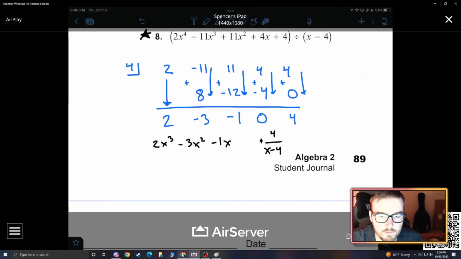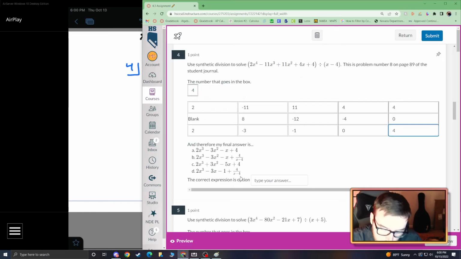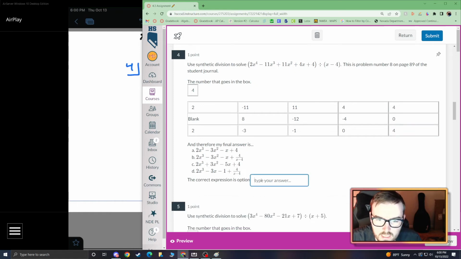So, what is my correct choice here? Looks like option B. A is really tempting, but that's not a remainder. That's just plus 4, right? It was a plus 0, and we had a remainder of 4. So B is the correct expression.